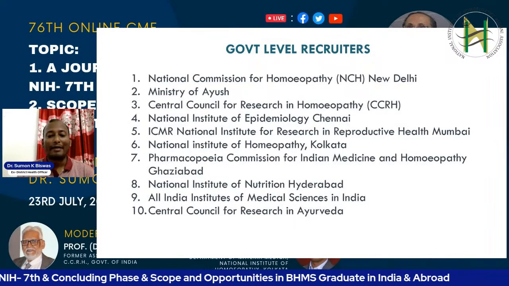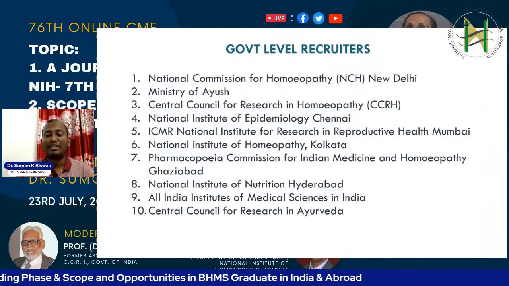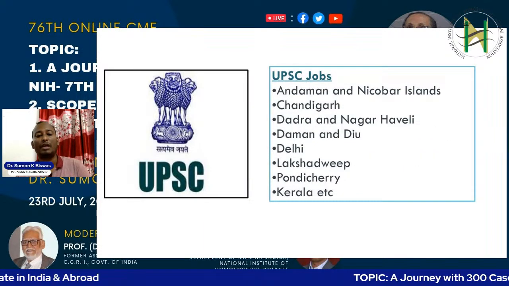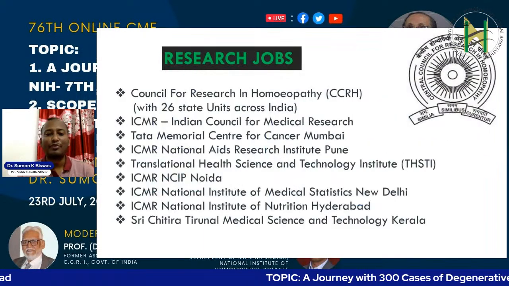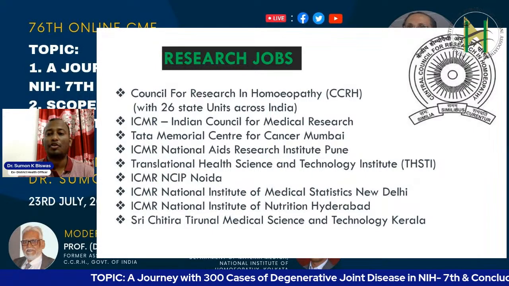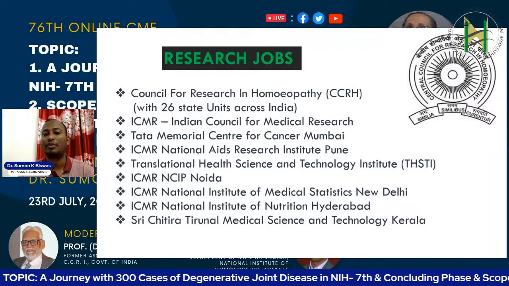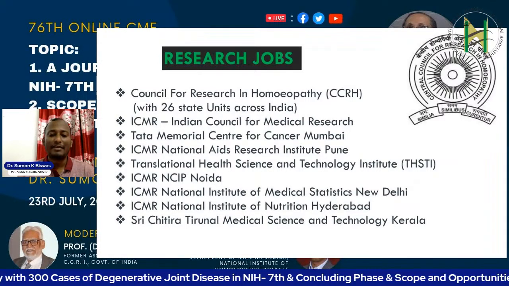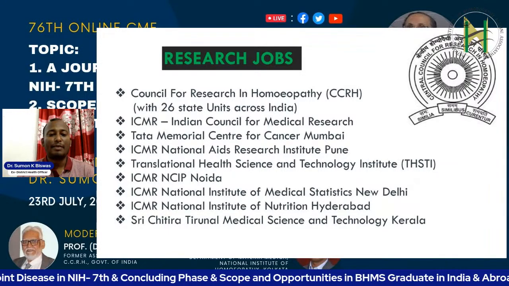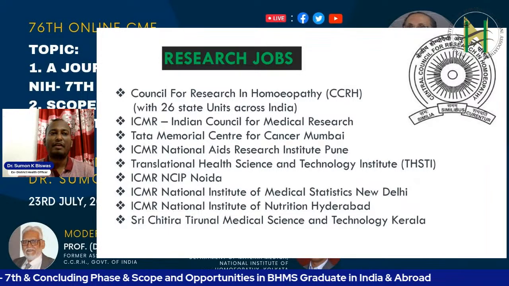The Central Council for Research in Ayurveda also has opportunities for homeopathic graduates. So these are the government-level recruiters. I will not go into UPSC, as you all may know that. If you want to go for a research job as a researcher, you may look for CCRA's circular. ICMR, as I already mentioned, has published circulars for its different wings.